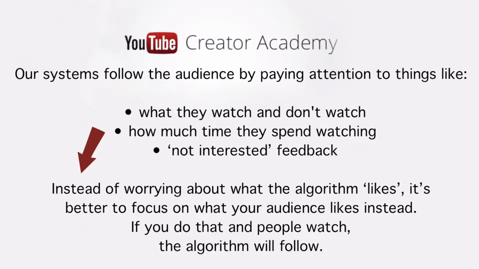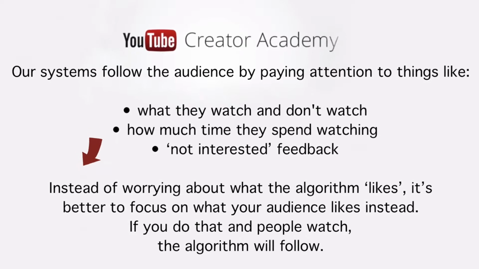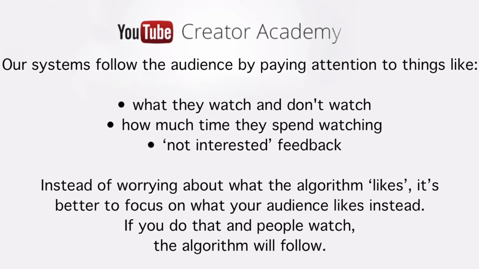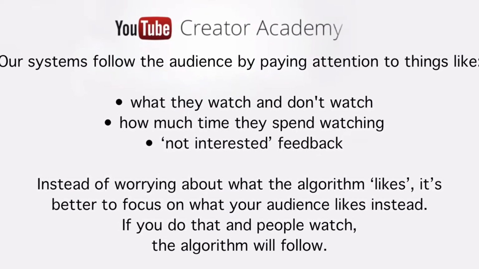Check out this statement from YouTube. Instead of worrying what the algorithm likes, it's better to focus on what your audience likes instead. If you do that and people watch, the algorithm will follow. You see, it's a variety of video metrics that YouTube measures to determine which videos should be promoted and which ones shouldn't. And it's this statement that really gives us a look into what an audience likes.